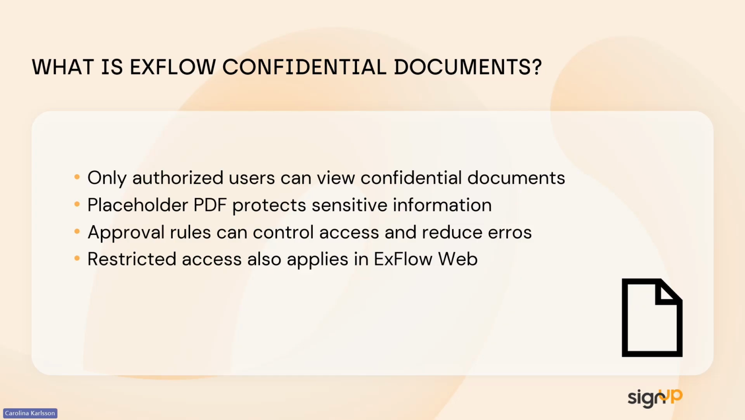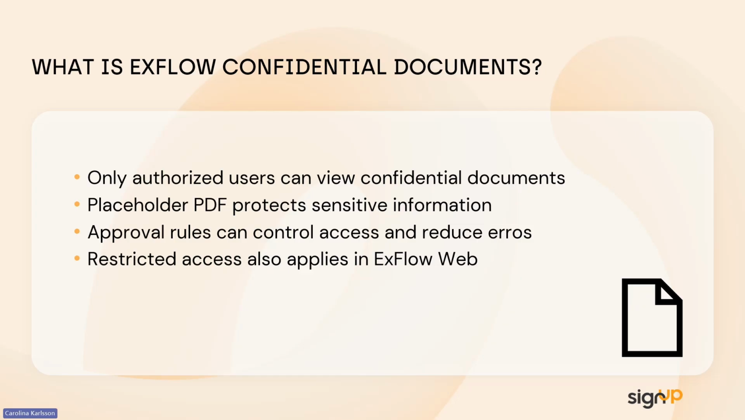So, the settings ensure that the documents requiring confidentiality can only be viewed by users that you choose, and the documents are not accessible or searchable for users who are not a part of the approval flow that you set. So you're uploading a placeholder PDF, I will show you, and that one is shown to the users that do not have permission to see this kind of document.